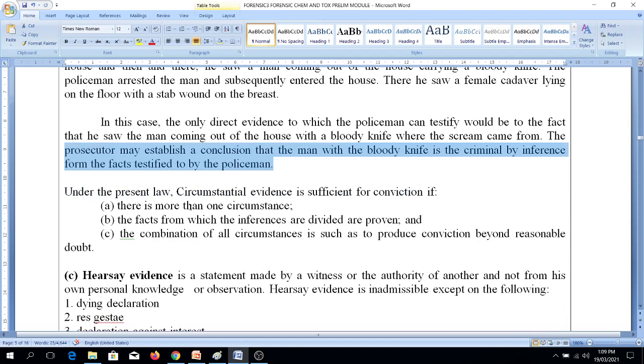Under the present law, circumstantial evidence is sufficient for conviction if there is more than one circumstance. This means that one inference is not enough. It should always be corroborated with other pieces of evidence, or additional circumstantial evidence must be presented in court. Another requirement is that the facts from which the inferences are derived are proven. Another is that the combination of all circumstances is such as to produce conviction beyond reasonable doubt.